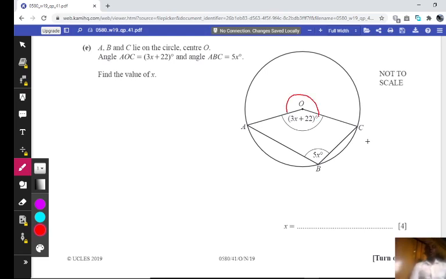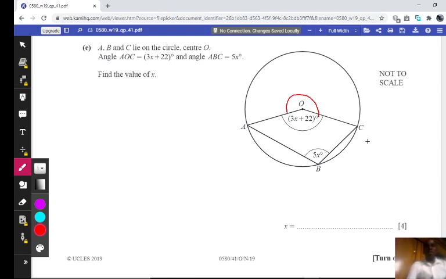How? You apply the circle geometry law which says the angle at the center is twice the angle at the circumference of a circle. Which means this angle marked in red is twice this angle 5x, right? So you just form an equation based on that concept. Then you solve, you find the value of x.